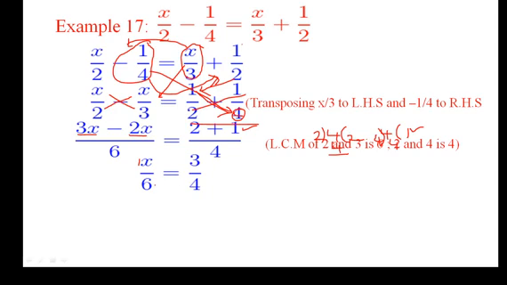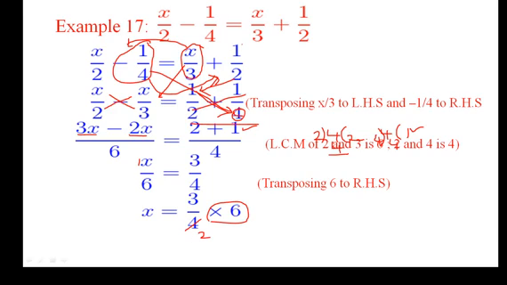Now 6 also we have to transpose to the right side. So it becomes 3 by 4 into 6. When we transpose a denominator value to the right side, it becomes multiplication into 6, because it is in the denominator. After simplification, 2 2s are 4, 2 3s are 6, 3 3s are 9 by 2. So x is equal to 9 by 2. This is the solution of the given equation.